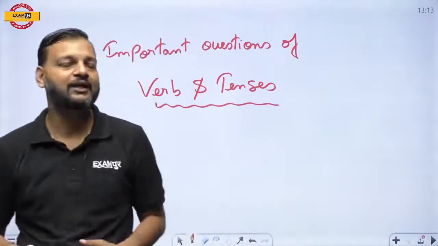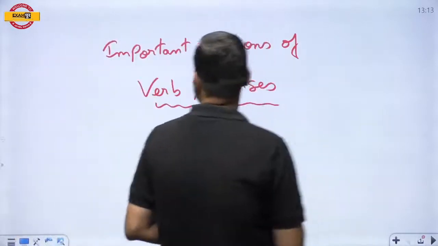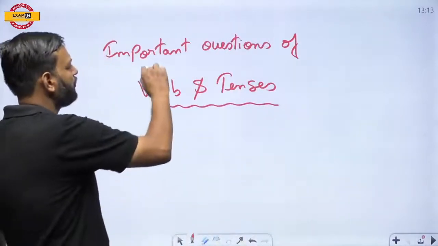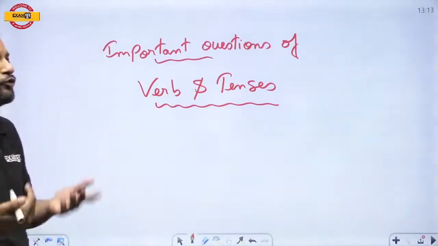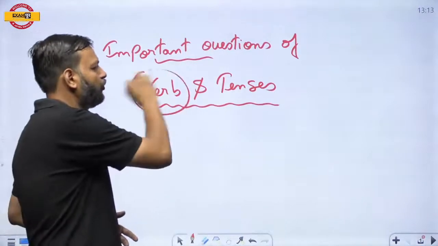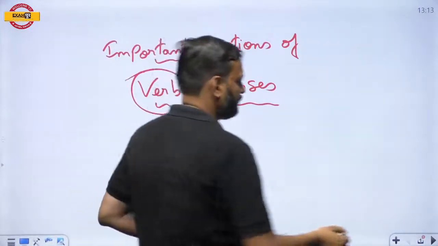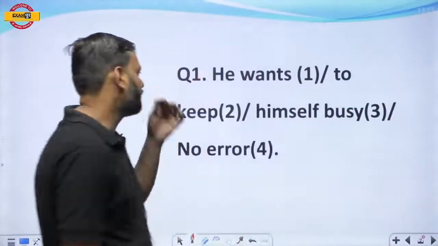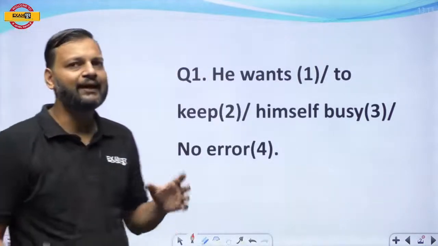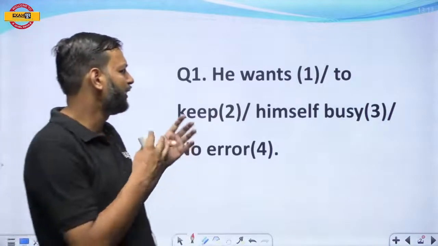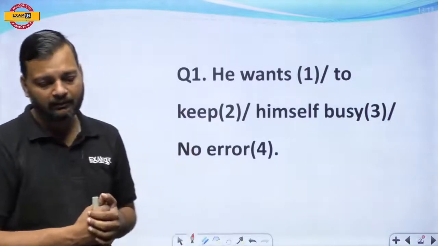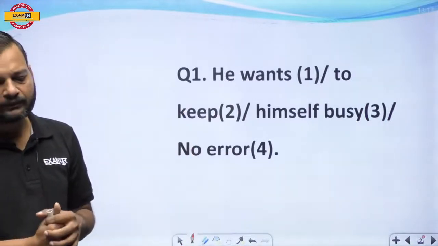So let's start with the first question. As you can see, today we are going to revise some important questions of time and tense and also verb. Okay, let's start. So here we have a first question. Some of you might have solved these questions in the previous classes.